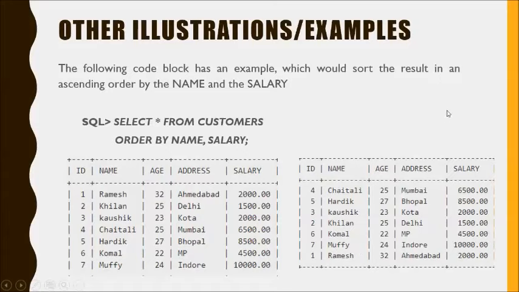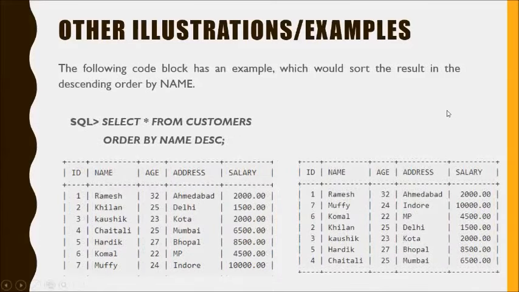Okay? So next, the following code block has an example which would sort the result in descending order by name. So we have the statement select asterisk from customers order by name descending. Again, we have our original table, which consists of 5 columns, namely ID, name, age, address, and salary, and it consists of 7 records.